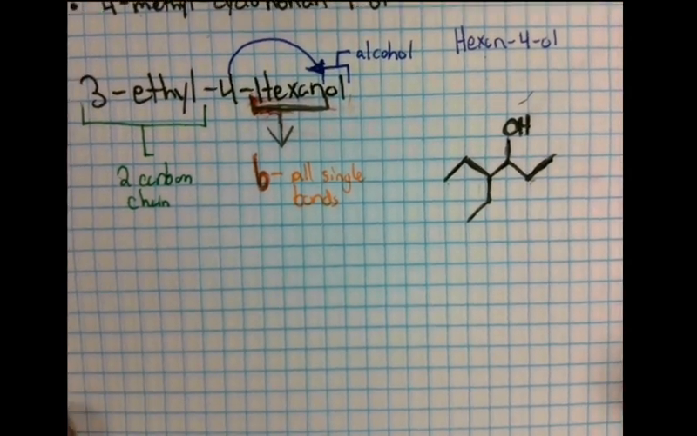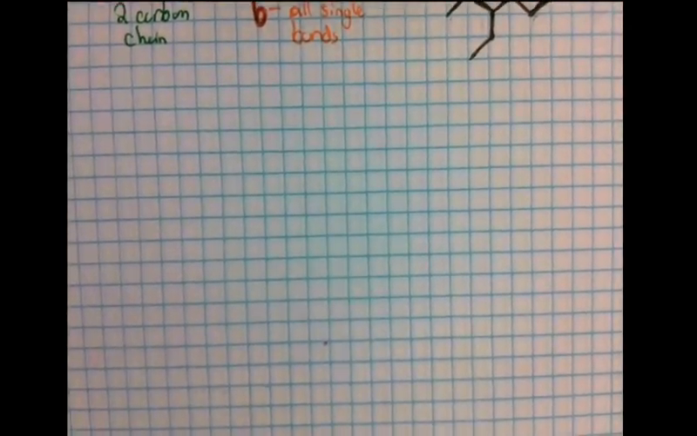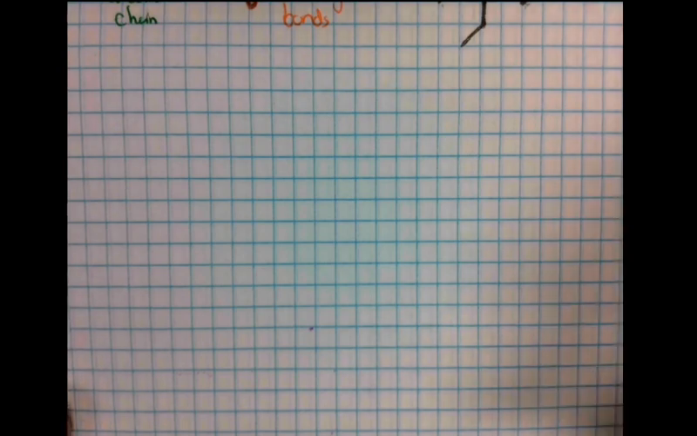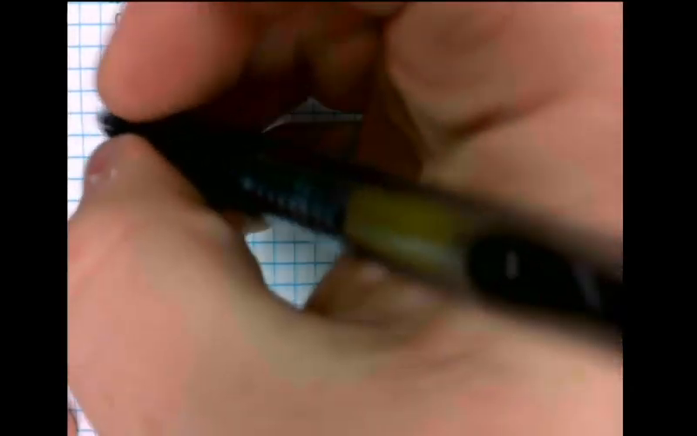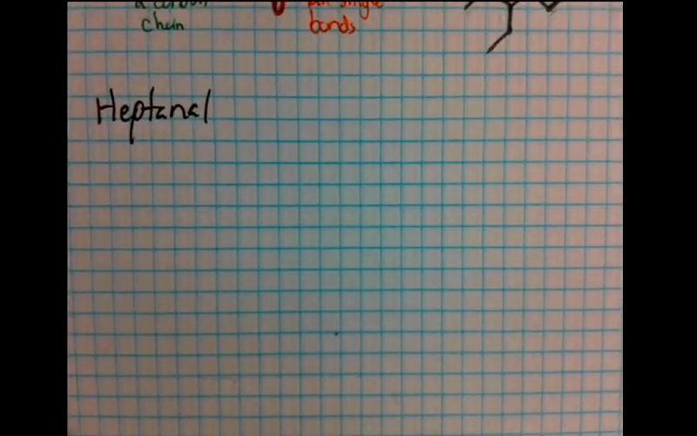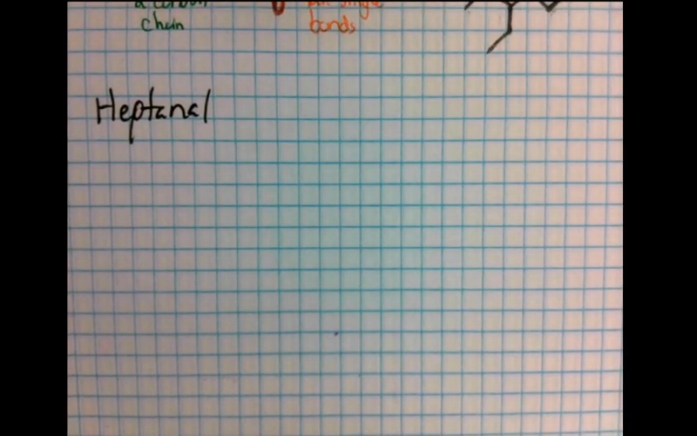Okay, so hopefully that makes sense. We're going to go ahead and jump down to the next one. The next one is heptanal. I'm going to try not to bump into the camera too much. So we've got heptanal. All right, we've got a heptan piece. It's our parent chain piece right there.